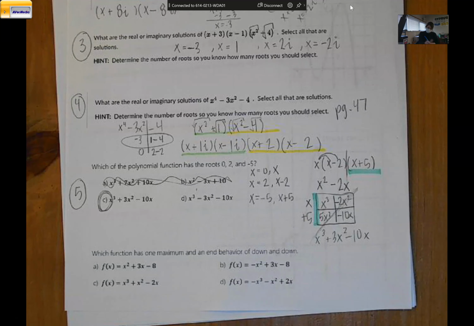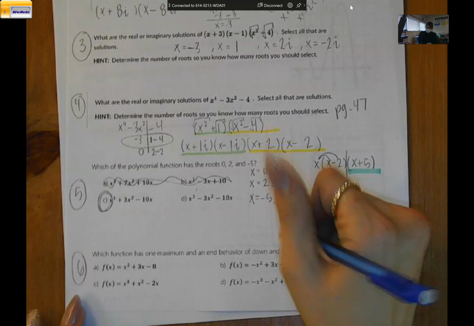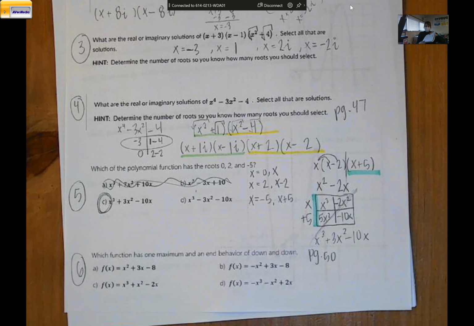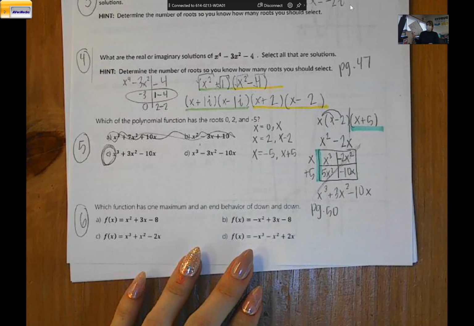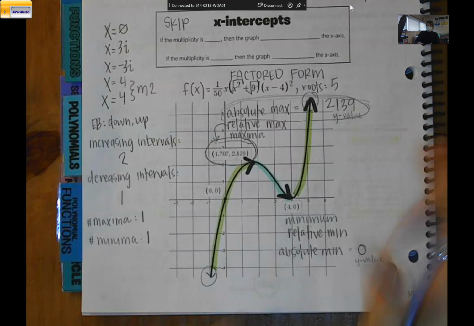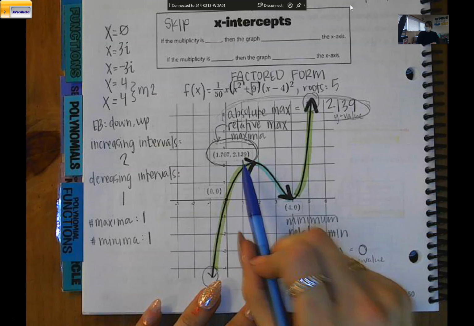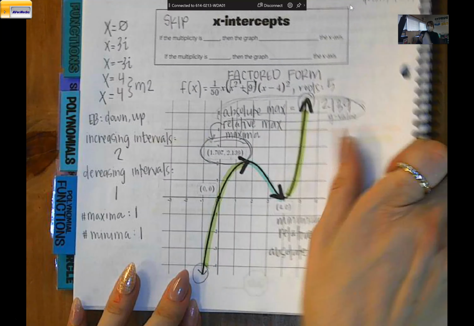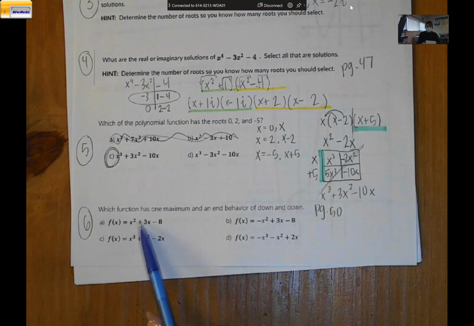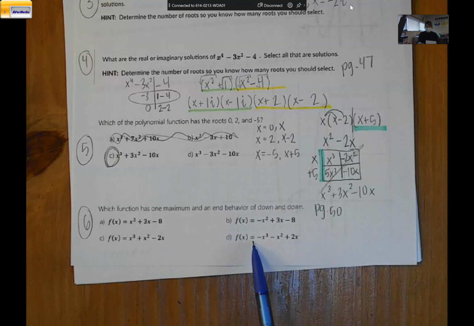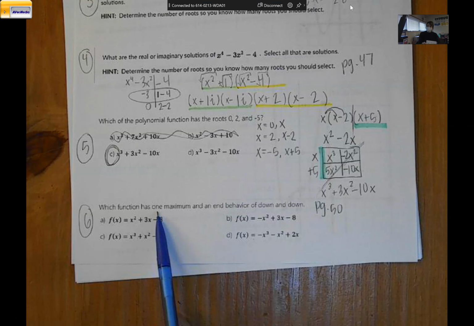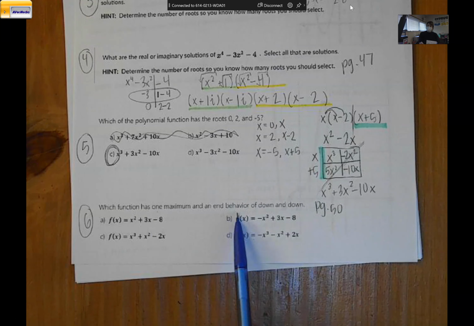Okay, number 6 matches page 50 in your notebook. So they want you to identify which of these functions has one max and an end behavior of down and down. So I would personally just plug these in to Desmos until you find the one that has one maximum point and end behavior down, down.